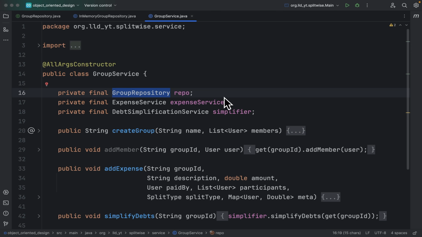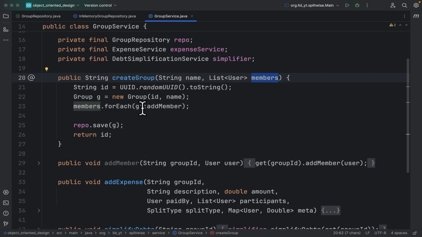So that's the reason why I created that group repository interface, right? So apart from the group repository, we also have access to the expense service and debt simplification service. In this service class, we have these four main functions. The first one is to create the group. In order to create the group, we would first create the object of the group and put all those members into that group, right? And then we would be using the CRUD function of the repository layer to save that group into the in-memory database, right? And finally, we'll return the ID.